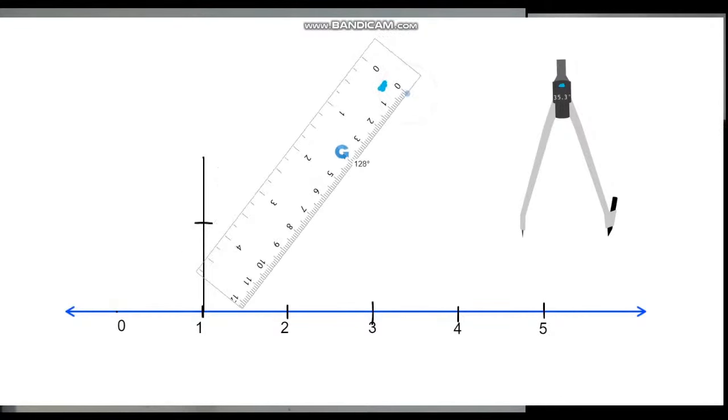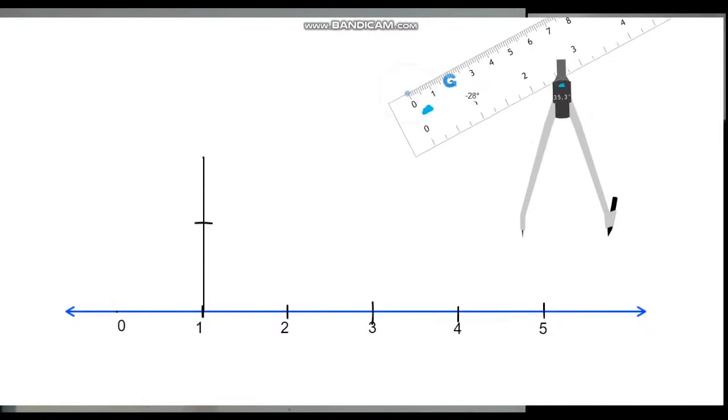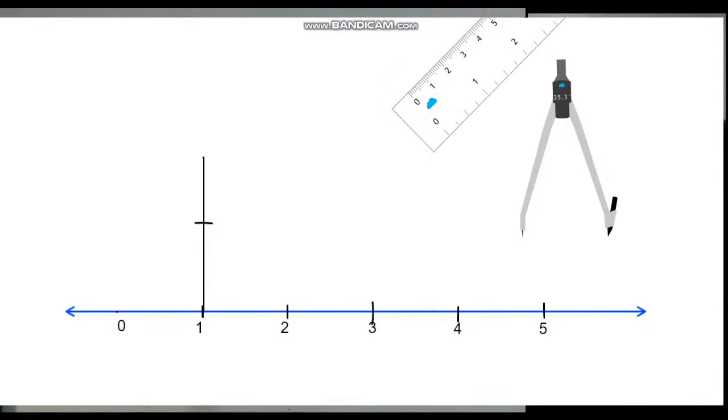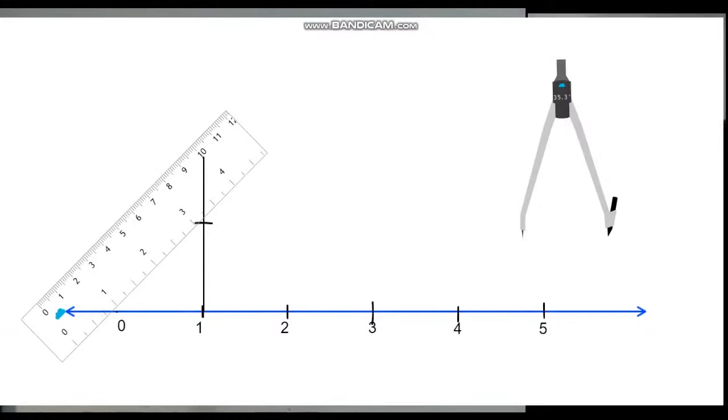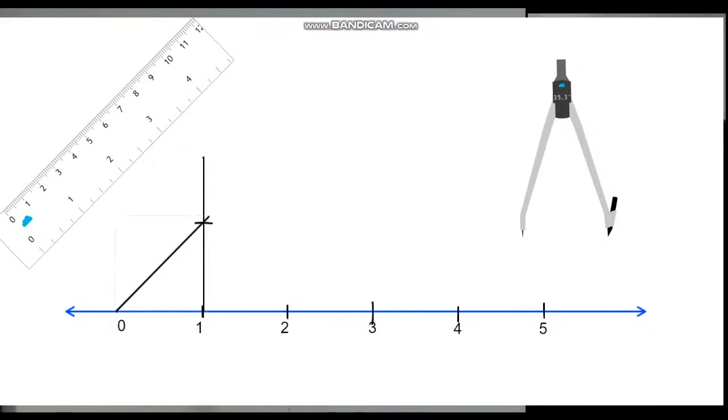Now join this point from 0. So you know the Pythagoras theorem very well, that this being a right angle triangle, the two sides are 1 and 1. That means the biggest side is root 2.